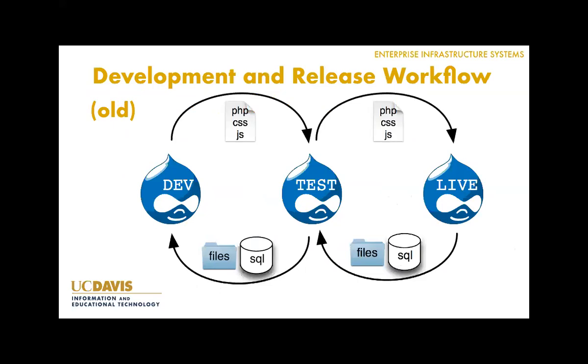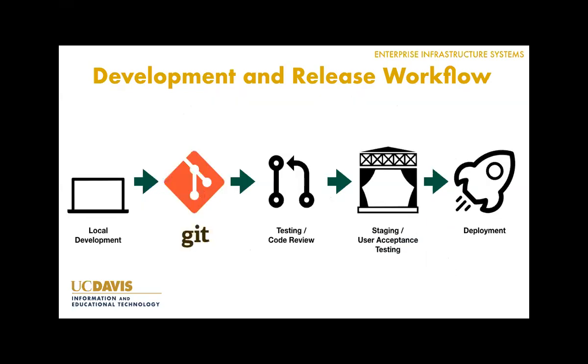This is literally a slide from a 2012 presentation at BadCamp. This was the accepted model: you have dev, test, and live, and the code moves upstream, while the files and your data move downstream. This isn't necessarily wrong anymore, but I think it needs some refinement. And so this is what I want to show now.